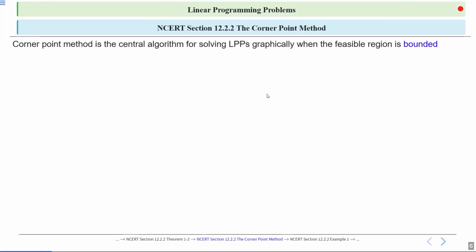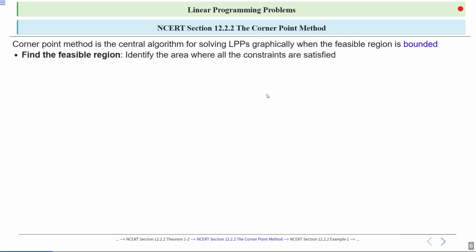So now we will discuss the corner point method. The corner point method is the central algorithm for solving LPPs, linear programming problems, graphically when the feasible region is bounded. To find the feasible region, locate the area where all constraints overlap. This region represents all possible solutions that satisfy every condition.